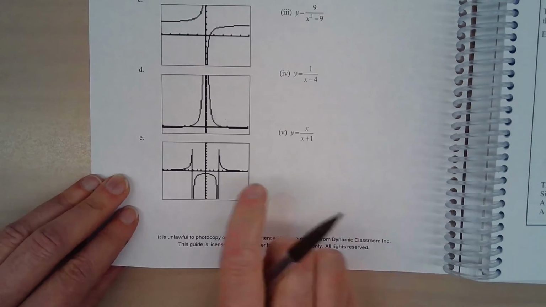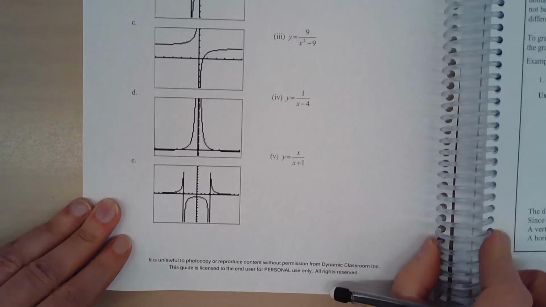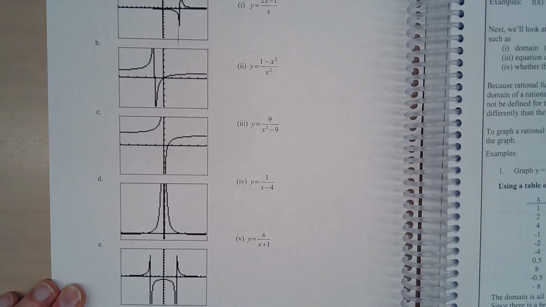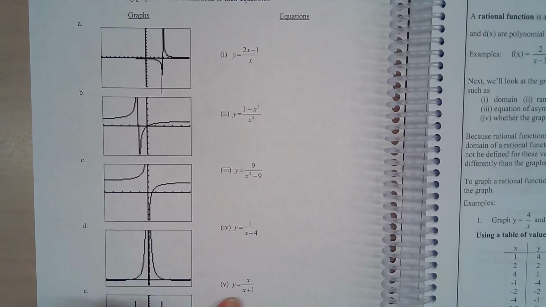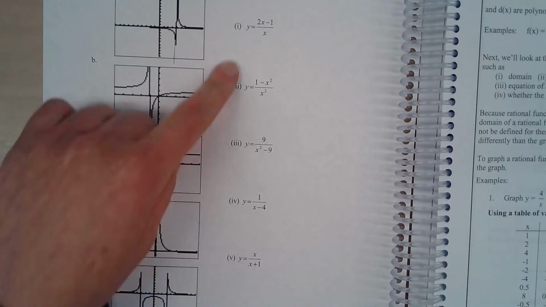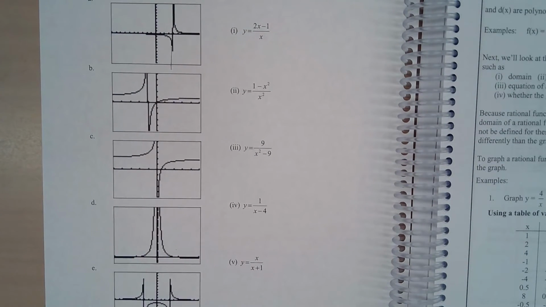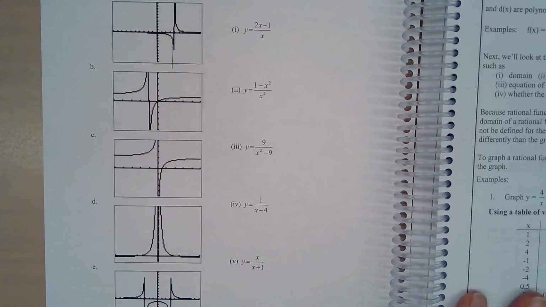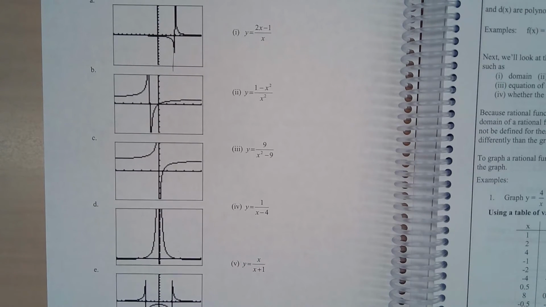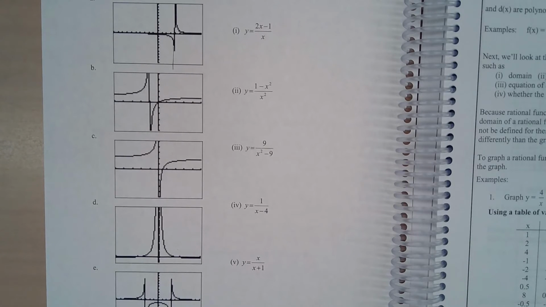The more parts to a rational function, the more complicated the equation was, right? Which one of these is the most complicated looking equation, would you say? Yeah, that's the most complicated looking picture. Which is the most complicated equation? 1, 2, 3, 4, or 5?